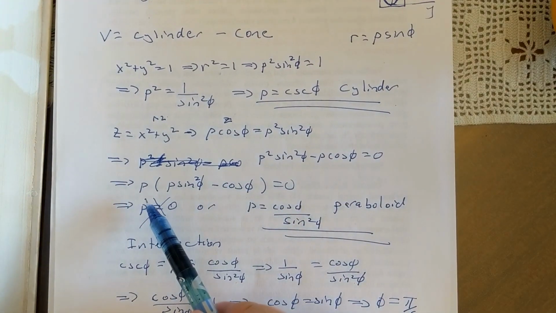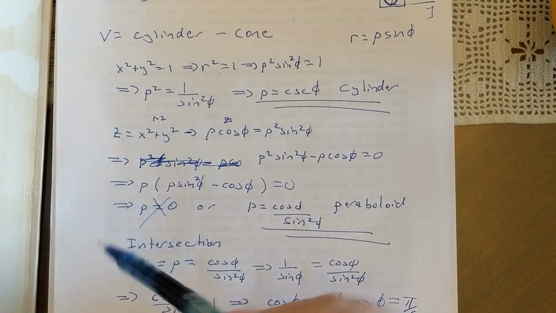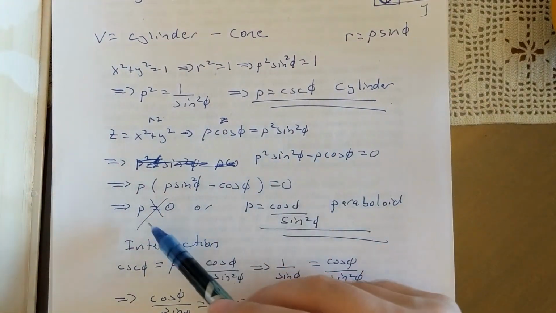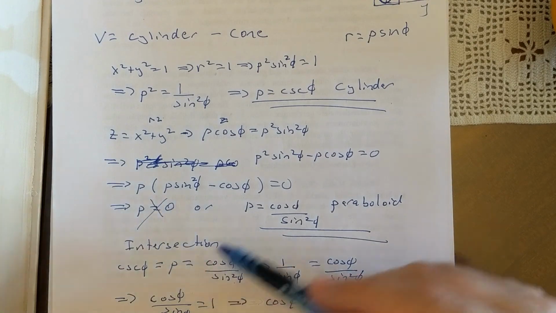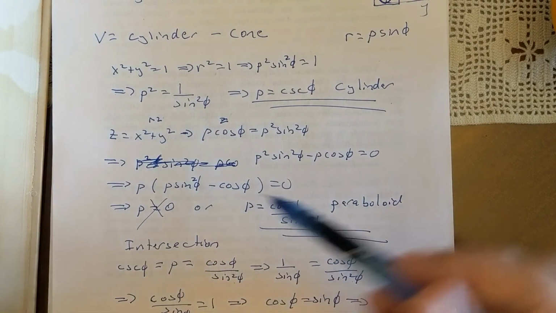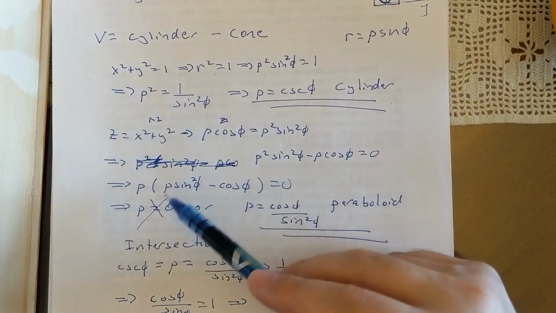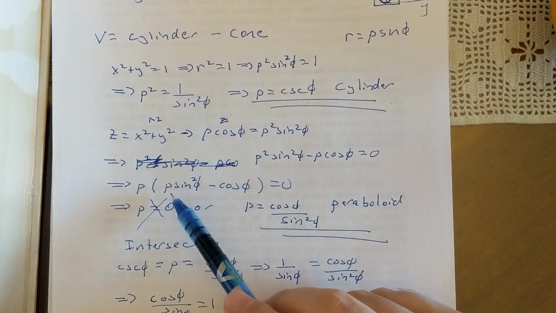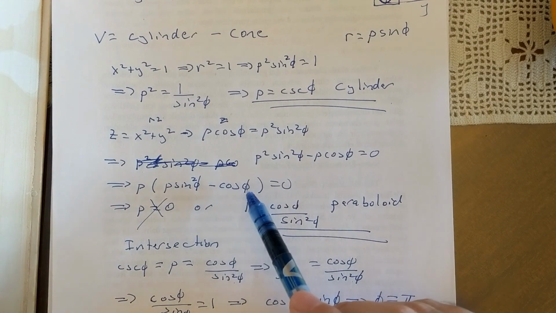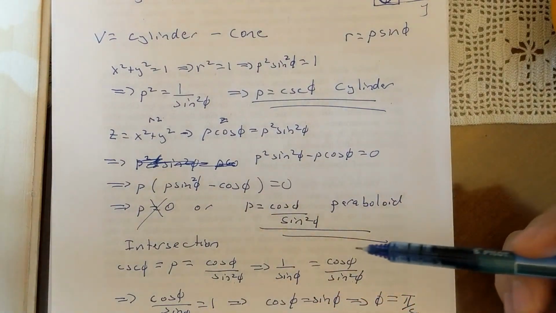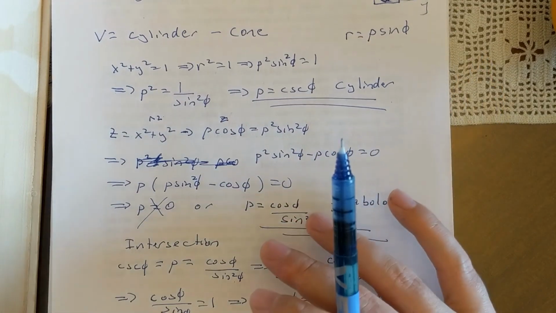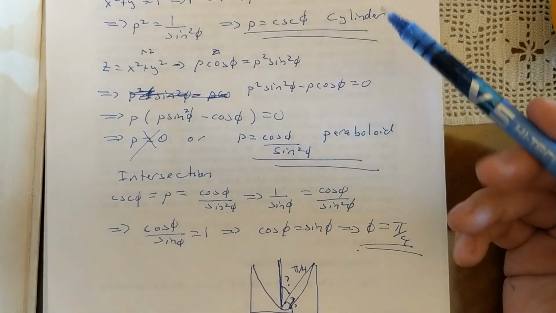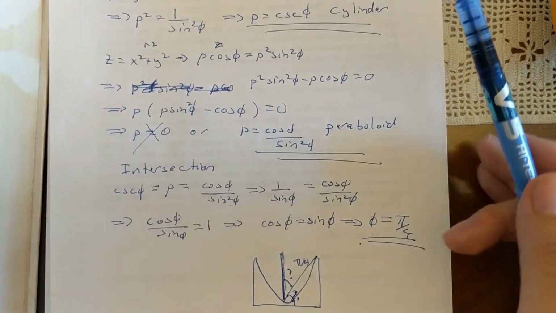Now the solutions of this are either rho equals 0, which is just the origin. We're talking about a paraboloid, not a single point, so that can't be it. The other possibility is that this factor is equal to 0. If it's equal to 0, throw it to the other side, and rho is going to be equal to cosine phi over sine squared phi. So this is going to be the paraboloid. Next, we need to find the intersections of these guys. When do these guys intersect?